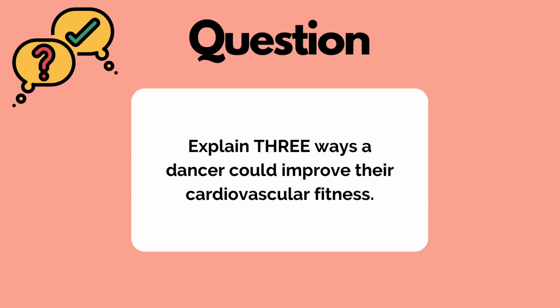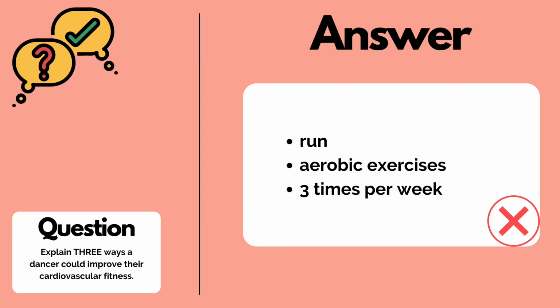Okay, so let's do a dance example now. Let's do one on components of fitness, seeing as that is the question we're talking about. So maybe the question reads, explain 3 ways a dancer could improve their cardiovascular fitness. And you, for example, say: run, aerobic exercises, 3 times a week. That's your answer. Have you explained or have you listed? Because those one-word answers are actually not going to get you any marks. So if the question says explain, you need to unpack it. You need to unpack the detail.